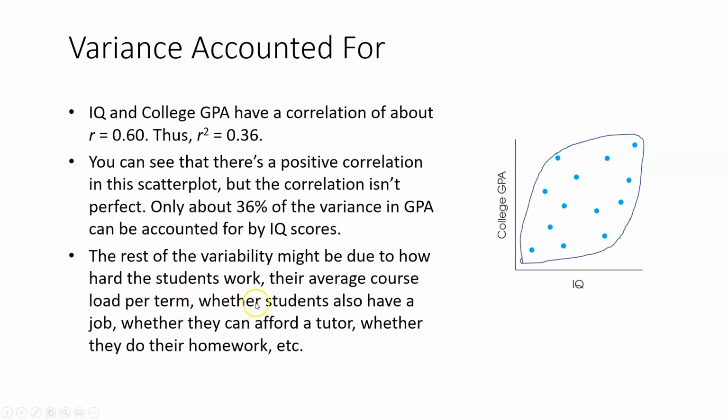term, whether they also have a job, whether they can afford a tutor, whether they do their homework, etc. So lots of things can impact your GPA, not just your intelligence. But intelligence definitely plays a role. How much of a role? About 36% of the differences that you see in GPA are because of intelligence, but the rest is because of other stuff.